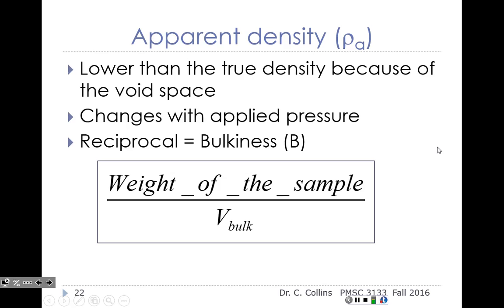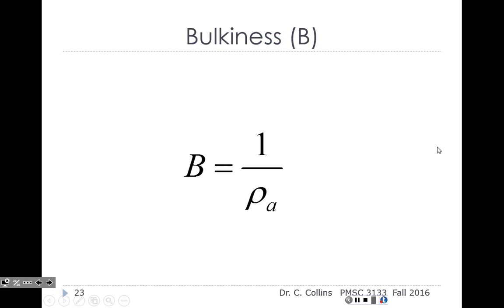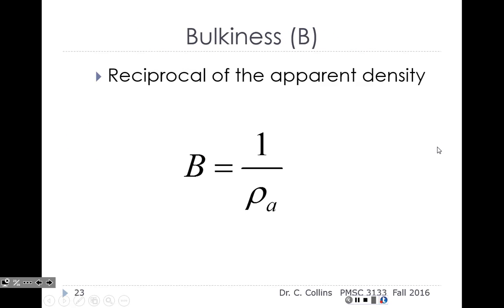The reciprocal of the apparent density is the bulkiness. So the reciprocal of how much you compact it is how much room it takes up. So the units will be just the opposite of what we would expect for density.